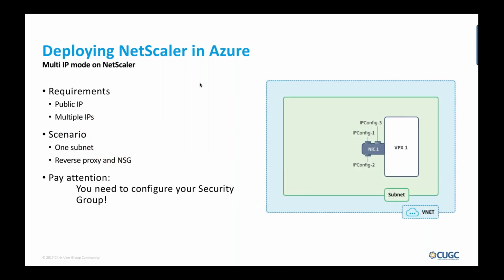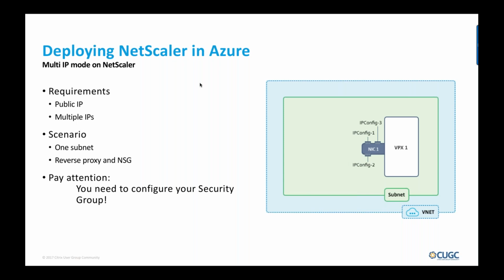So if you want to deploy NetScaler in multiple IP mode, you need multiple IP addresses configured on your network interface. So the deployment will be nearly the same. You will deploy your NetScaler in Azure, and then you will get your network interface and you have to do some configurations on it. In Azure, it is called IP configuration, where you configure your IP addresses. This can be private IP addresses or public IP addresses.